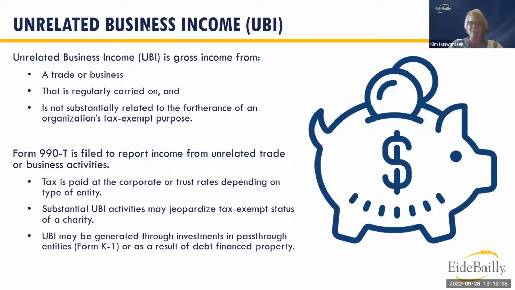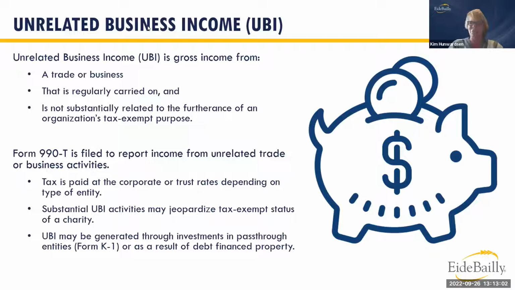In general, I would tell organizations it's not a bad thing to have unrelated business income. It means you're making money. It just also means that you have to take into consideration that there's a cost to making that money, and that cost is the tax that you have to pay. However, if the organization has substantial unrelated business income activities, it can jeopardize its tax exempt status.